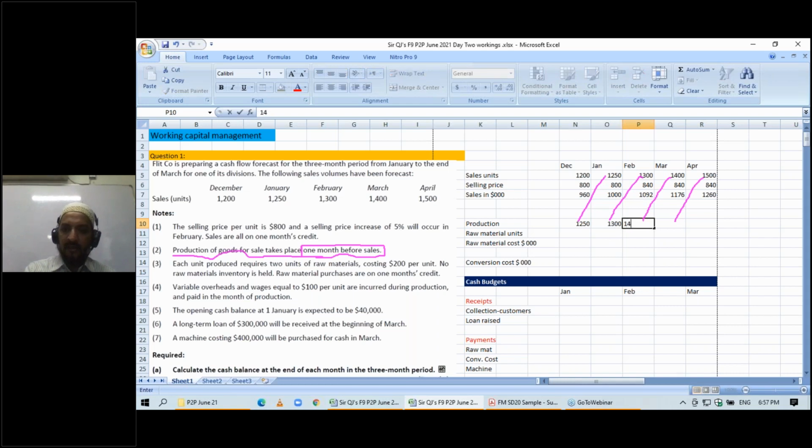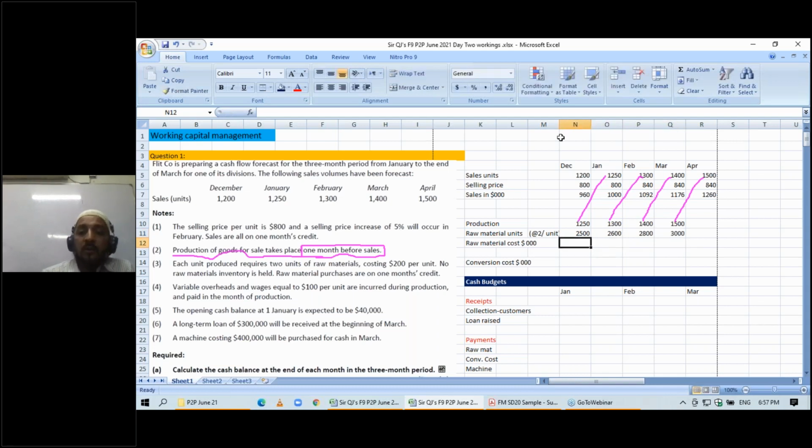Okay. So now production 1250, 1300, 1400, and in March it will be 1500. The raw material cost is $200. 2 units of raw material are required per production unit. So first I will be multiplying 1250 into 2. So this gives me 2500 units of material will be required. So this is at 2 per unit. Then 1300 into 2 gives me 2600. Then 1400 into 2 gives me 2800. And then 1500 into 2 gives me 3000.